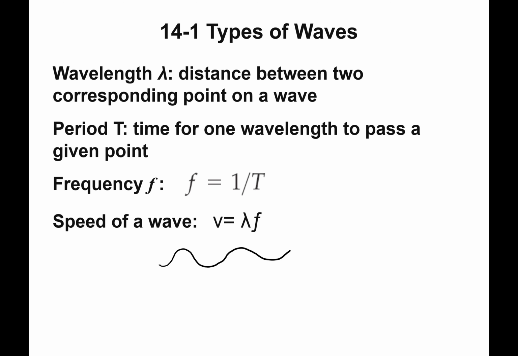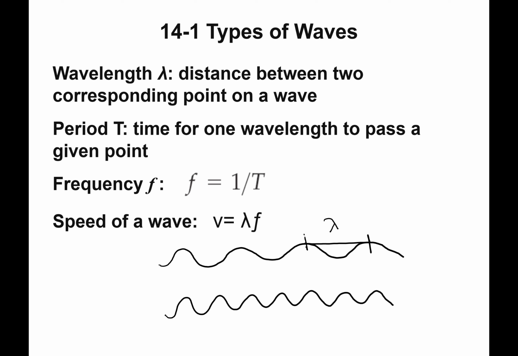So if I were going to draw a wave, and then I'll draw one here that has a higher frequency. So this top wave, this would be the wavelength. And in my bottom wave, this is the wavelength. So in the top wave, this has a lower frequency, but it has a longer wavelength. And in my bottom one, I have a higher frequency, but that is a smaller wavelength. So those are inversely proportional.